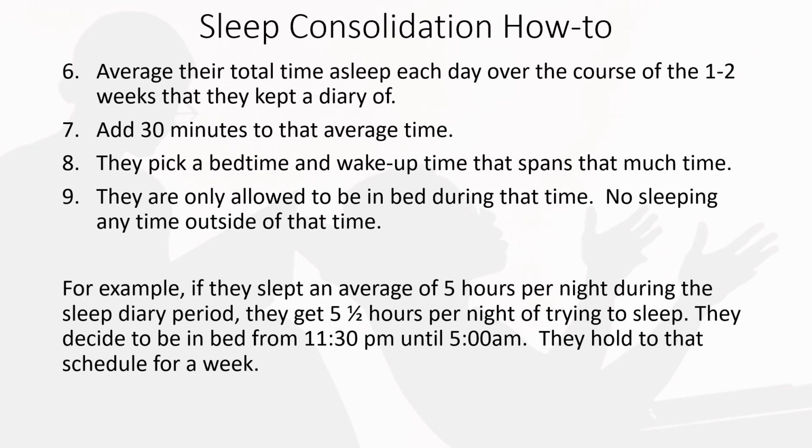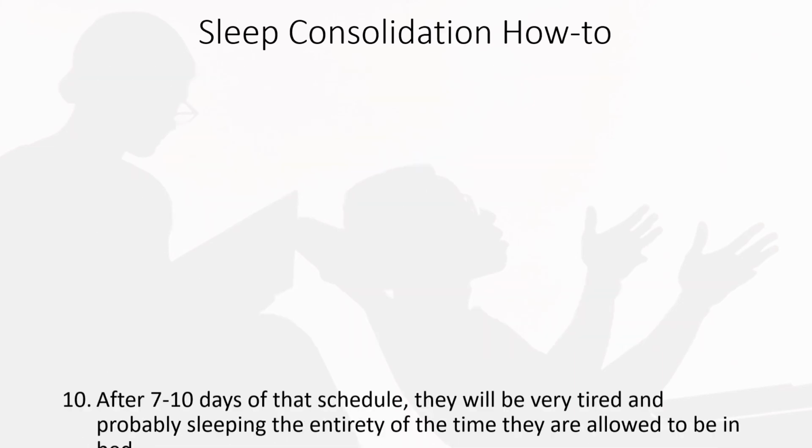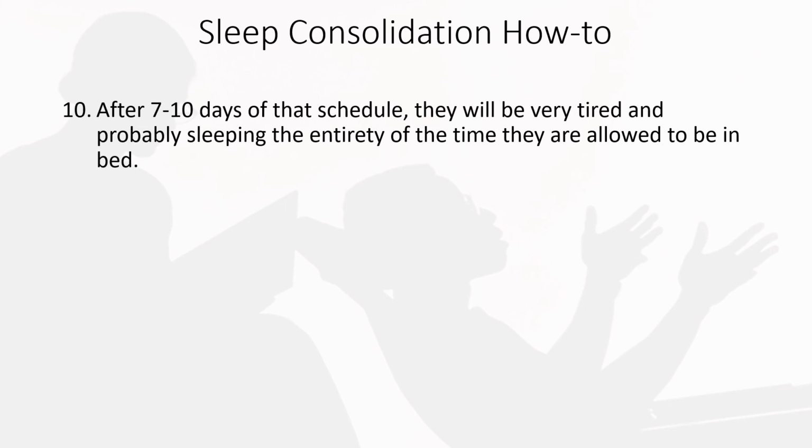I'm going to explain to them why we're going to do this. So their initial reaction is accurately going to be, I'm going to be exhausted if I do that. And they are going to be exhausted. And after 7 to 10 days of adhering to that schedule, their circadian rhythm is going to reset. They're going to get more and more tired over time. And as any of us can attest, it becomes easier and easier to sleep as you're more tired. And by the end of that 7 to 10 days, what they're going to experience is they're going to be asleep for all 5.5 hours that they are in bed.